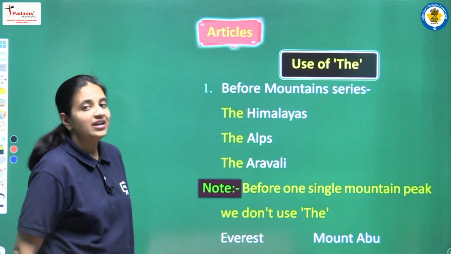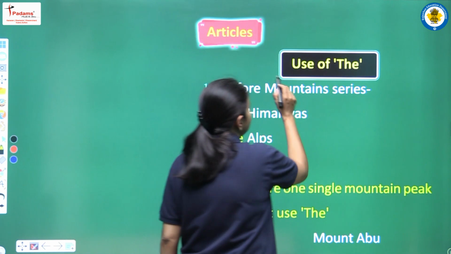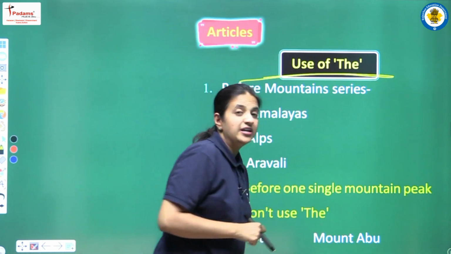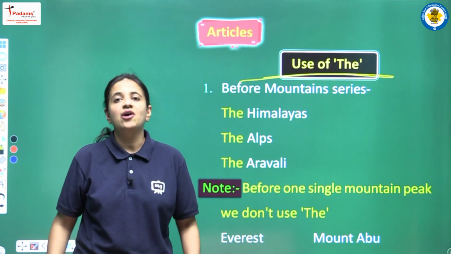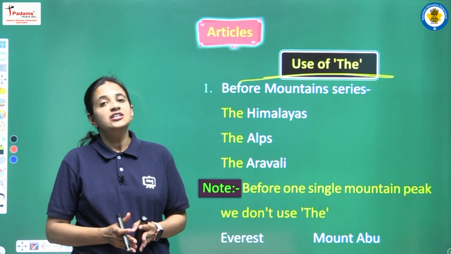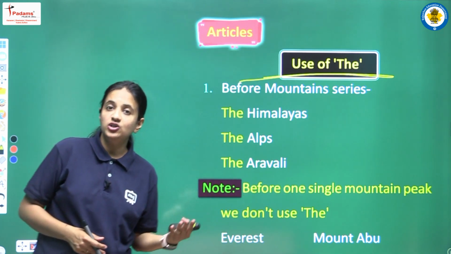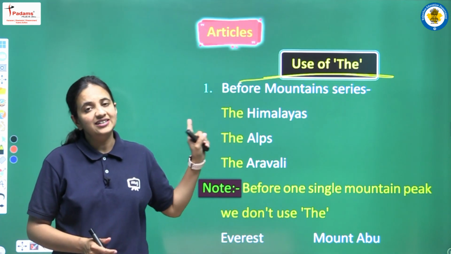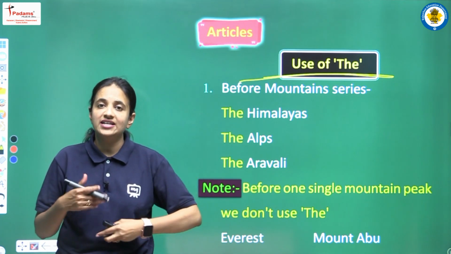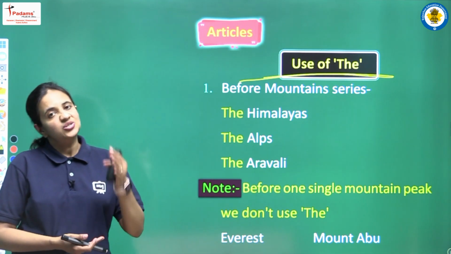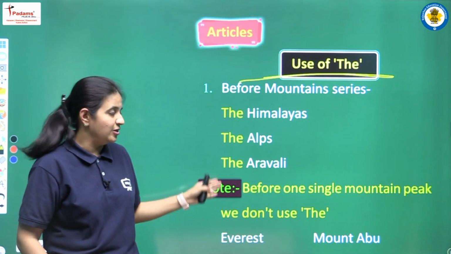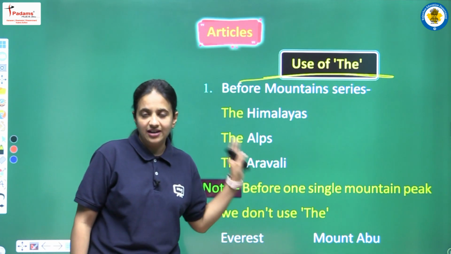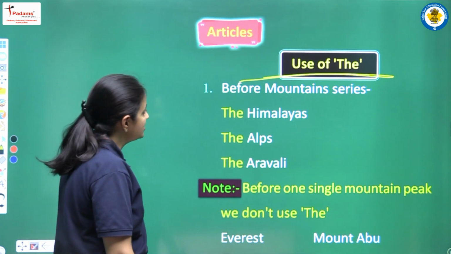Now we have our third article, that is the. First of all, we will look at the different uses of the. Let's see how we can use this article. We have many different uses because, as we discussed in the previous video, the is also known as a definite article. It is used in many different ways, so let's discuss all the uses of this article.